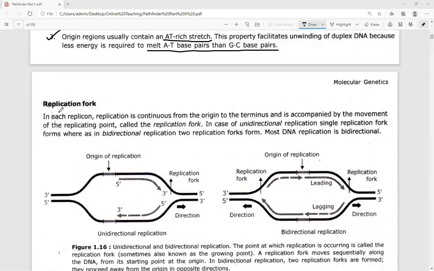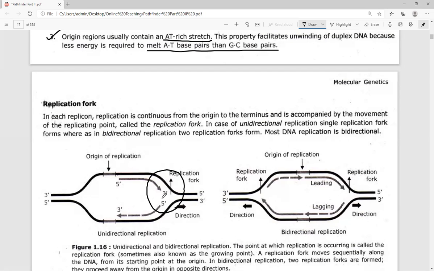Now, replication fork. What do you mean by replication fork? Replication fork refers to the area where the DNA replication is going to take place. So if you look at this particular area, this is the area where the process of DNA replication is going to take place.